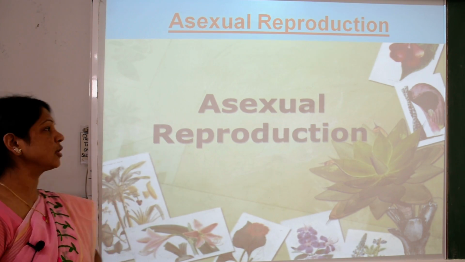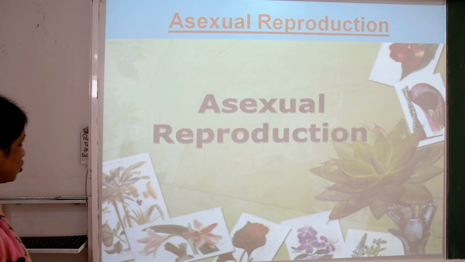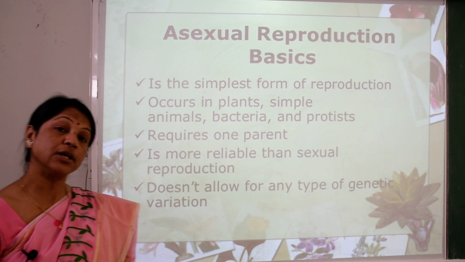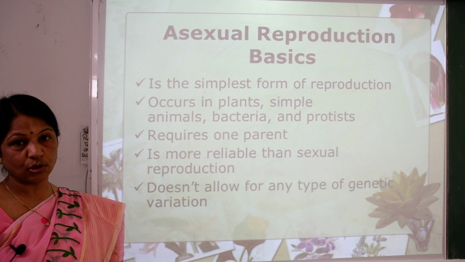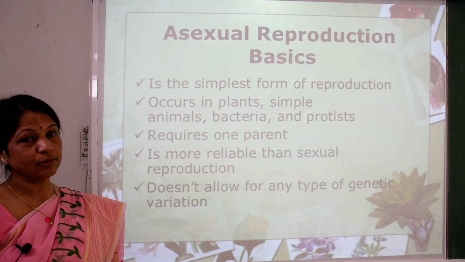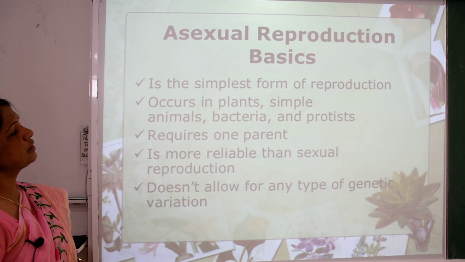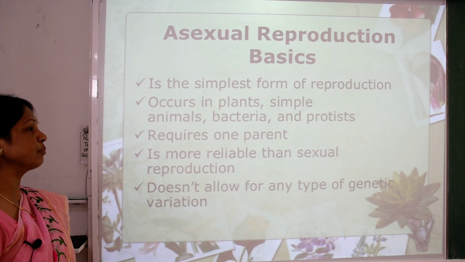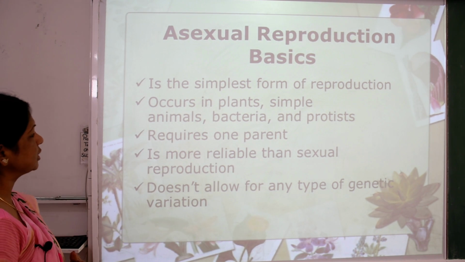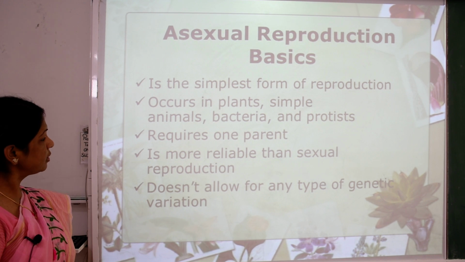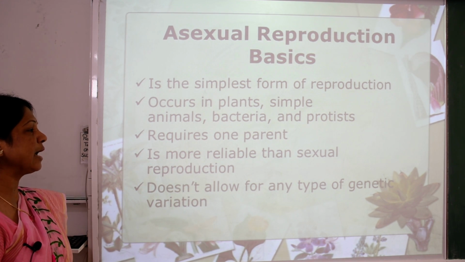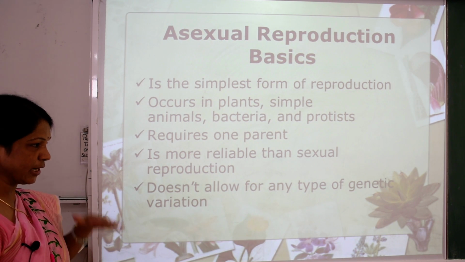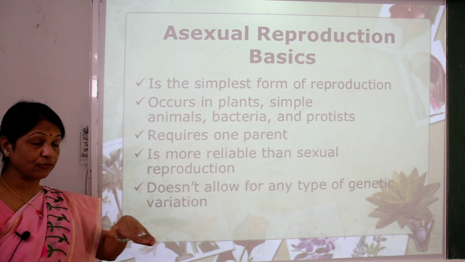Asexual reproduction. In the beginning we had seen sexual reproduction. Now we talk about asexual reproduction. It is the simplest form of reproduction and occurs in plants, simple animals, bacteria, and protists. It requires one parent. It is more reliable than sexual reproduction. It doesn't allow for any kind of genetic variation.